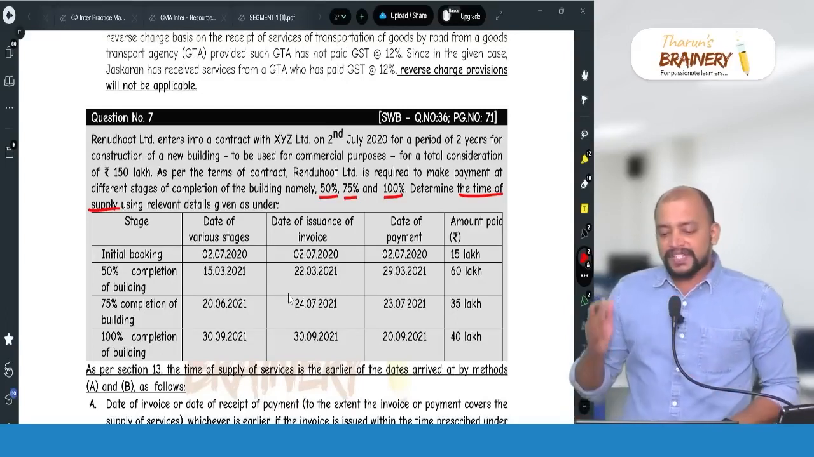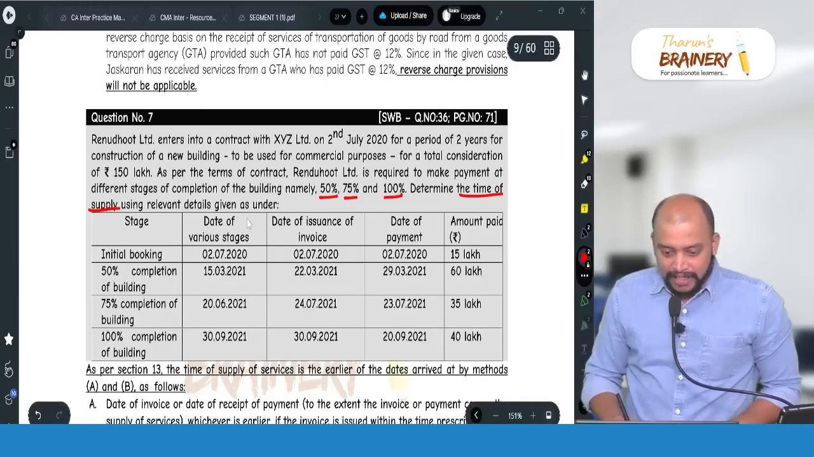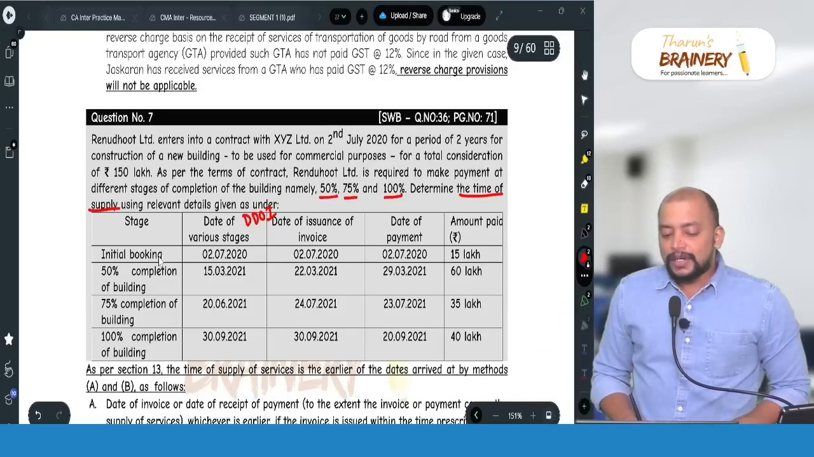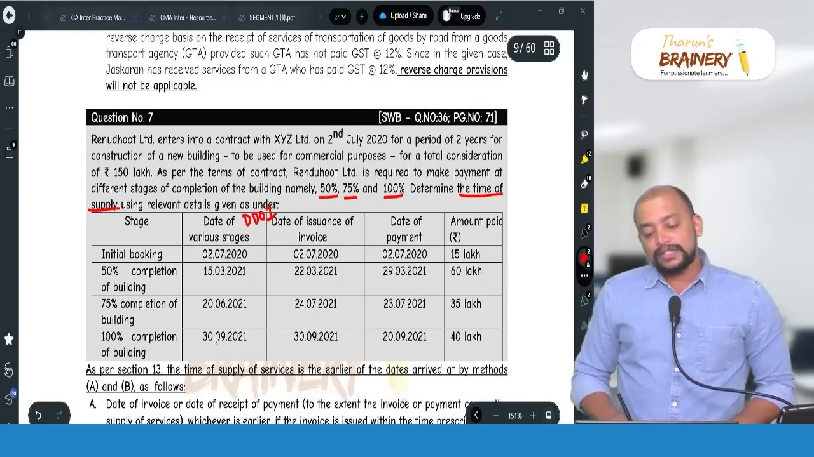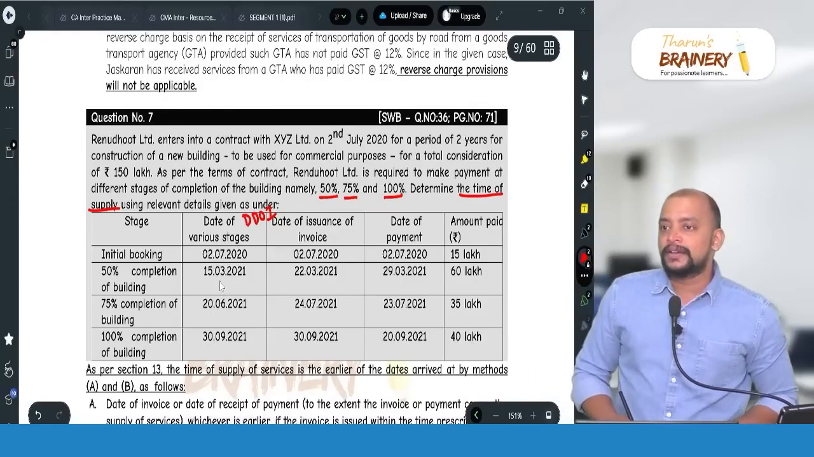So now, first we need to determine what is the due date of invoice. The due date of invoice is this. Initial booking 2-7. Then 50% 15-3, 75% 26, 100% completion of building 39. So that will be taken as the due date of invoice in terms of section 31 subsection 5.